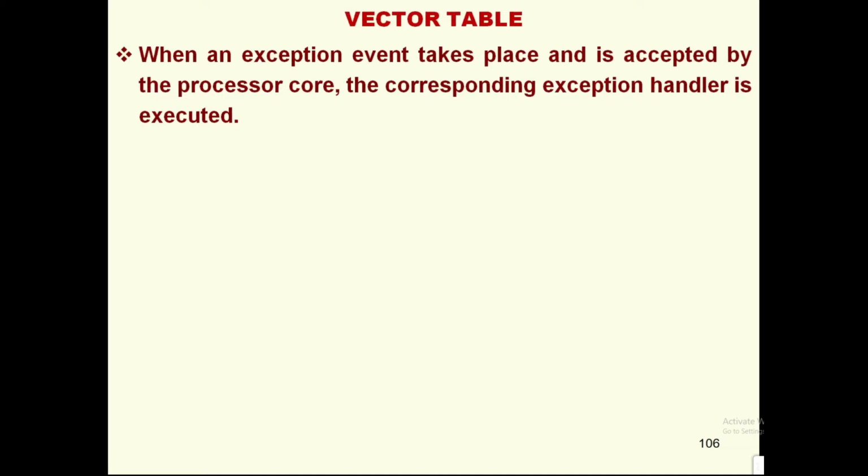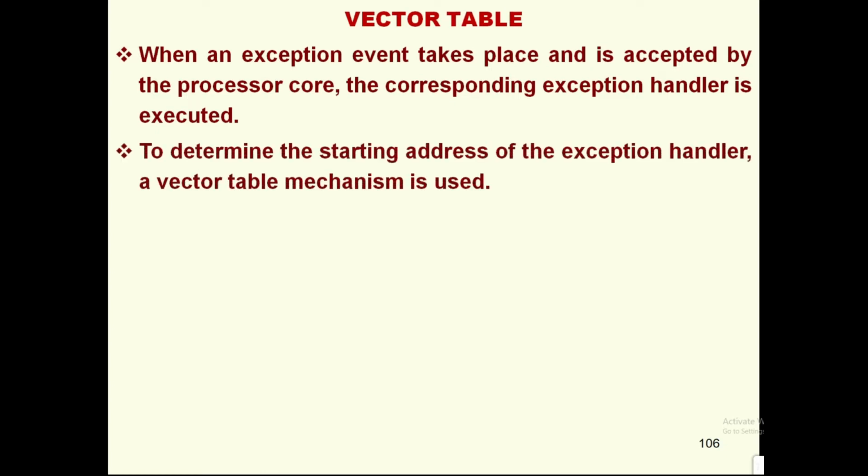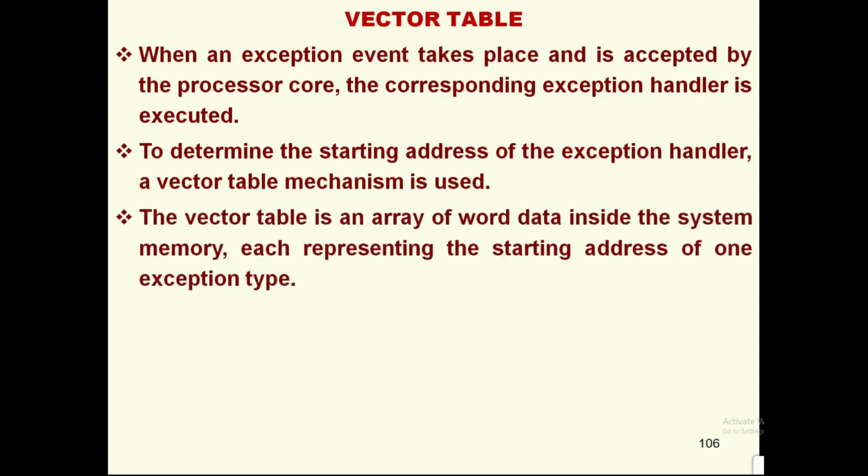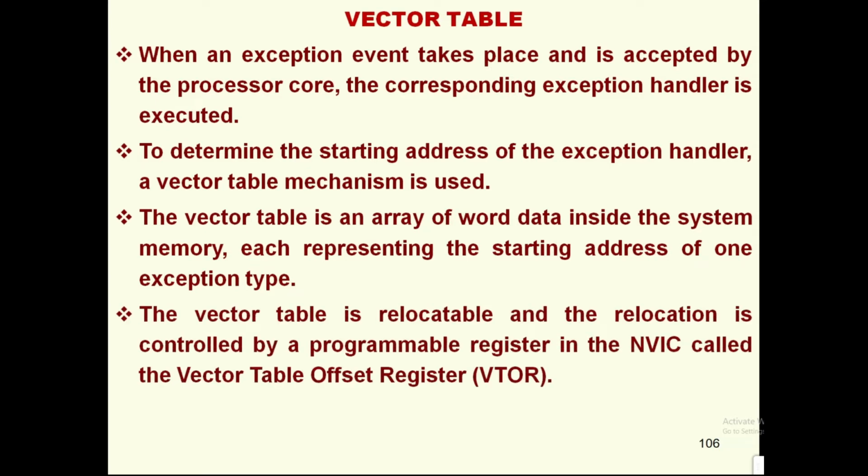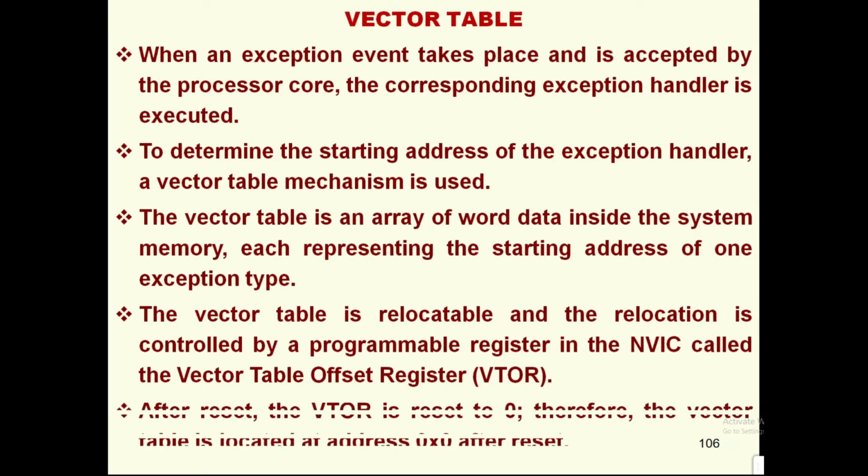When an exception event takes place and is accepted by the processor core, the corresponding exception handler is executed. To determine the starting address of the exception handler, the vector table mechanism is used. The vector table is an array of word data inside the system memory, each representing the starting address of one exception type. The vector table is relocatable and the relocation is controlled by a programmable register in the nested vector interrupt controller called the vector table offset register. After reset, the vector table offset register is reset to 0. Therefore, the vector table is located at address 0 after reset.